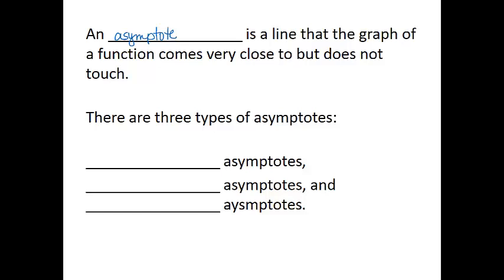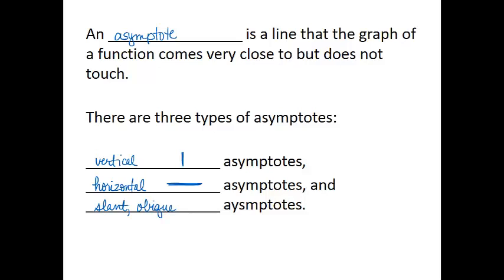There are three types of asymptotes. There are vertical asymptotes, and remember vertical are ones that run up and down. There are horizontal asymptotes. So these are going to be lines that run left and right. Think about the horizon. And then there is something called slant or oblique asymptotes.